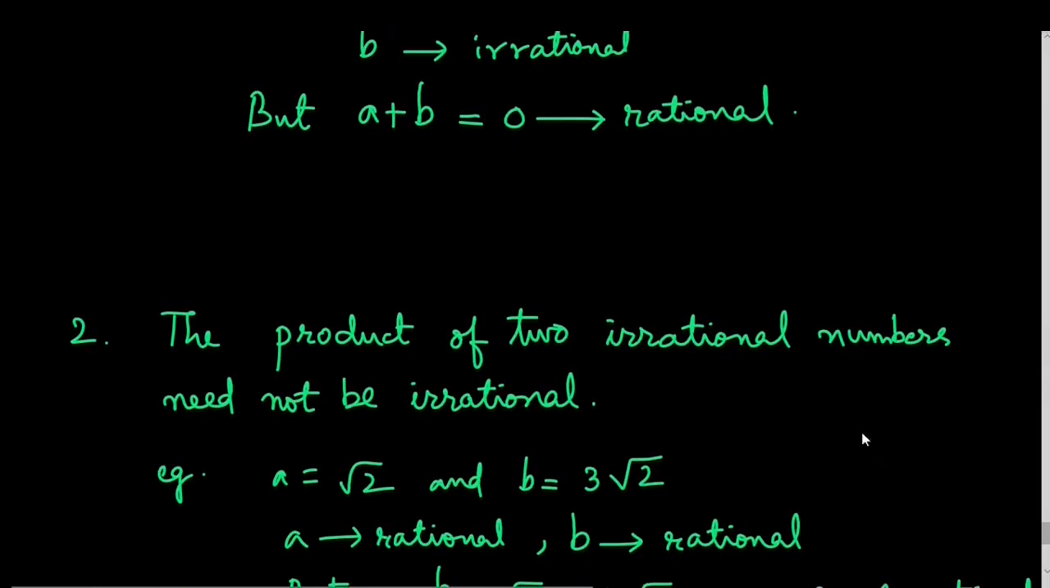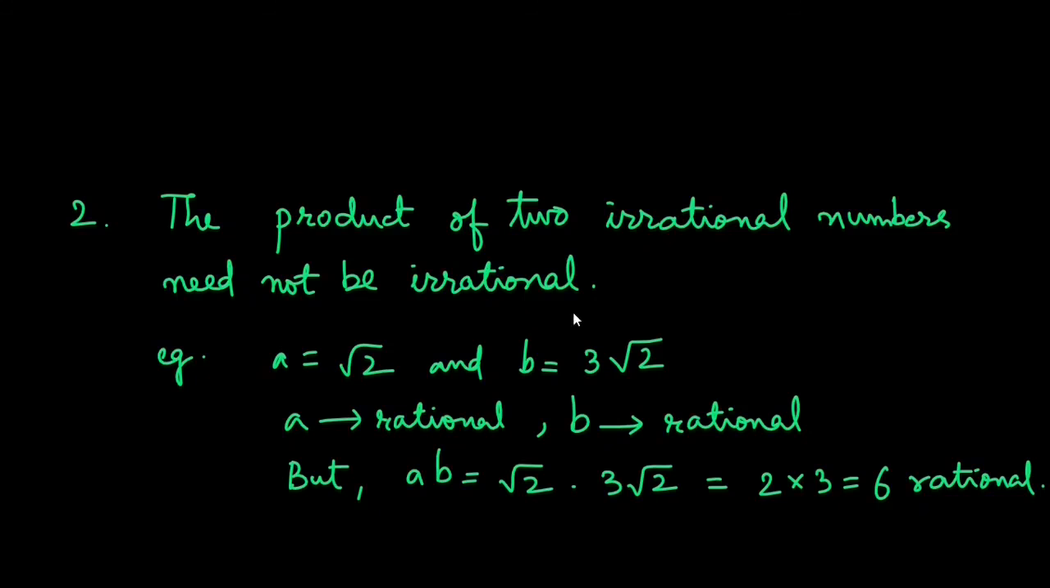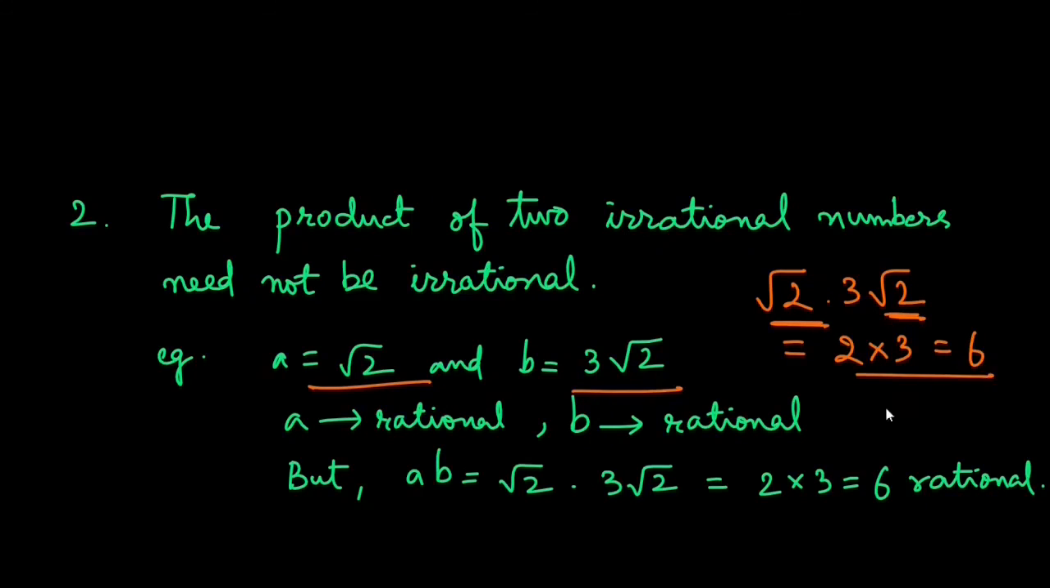Also, when we take the product of two irrational numbers, sometimes the product can be rational. The product of two irrational numbers need not be irrational. Let us take an example: root 2 into 3 root 2. This becomes root 2 into root 2, we get 2. So 2 into 3 is 6. So 6 is a rational number.